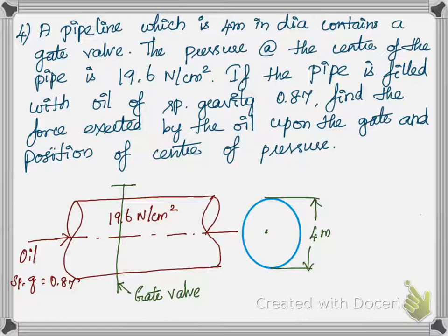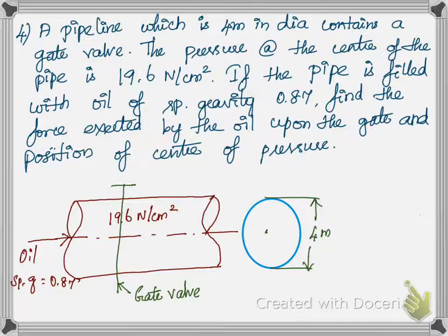A pipeline which is 4 meter in diameter contains a gate valve. The pressure at the center of the pipe is 19.6 Newton per centimeter square and the pipe is filled with oil of specific gravity 0.87. Find the force exerted by the oil upon the gate and position of center of pressure. So this is what is given in the problem.